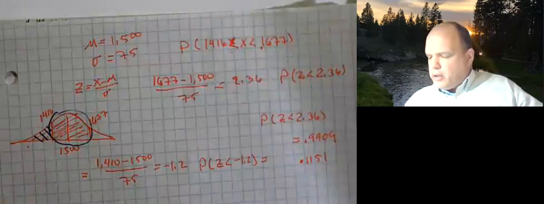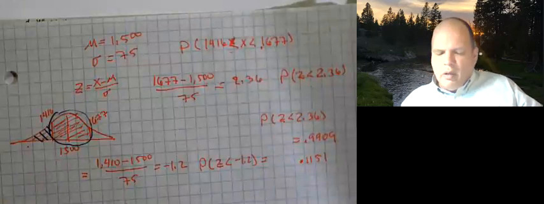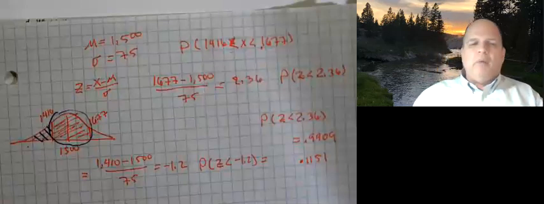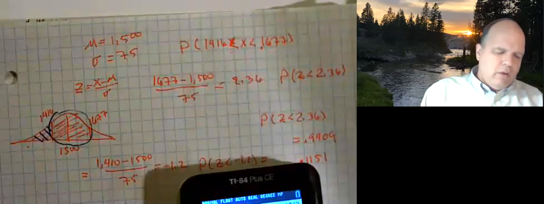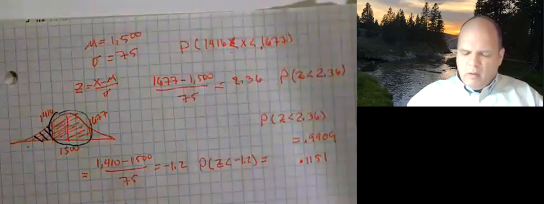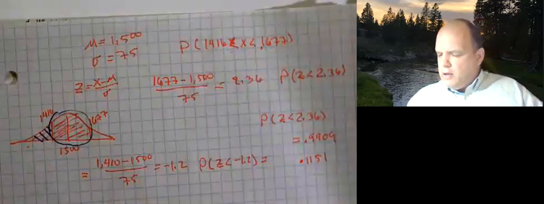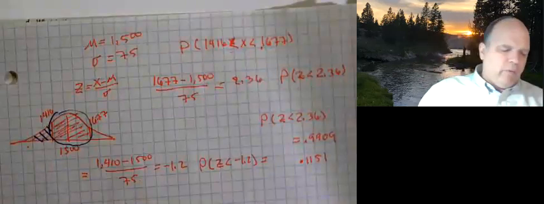Did I calculate that one? Let me recheck my math. I think I may have made a mistake. 1410. Negative 1.2. Correct Z-score. 0.1151. All right.